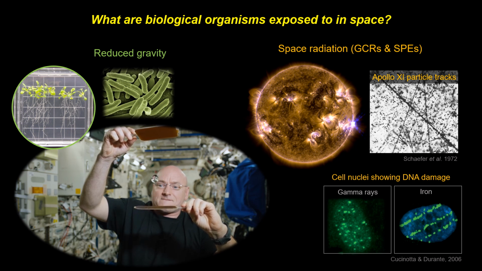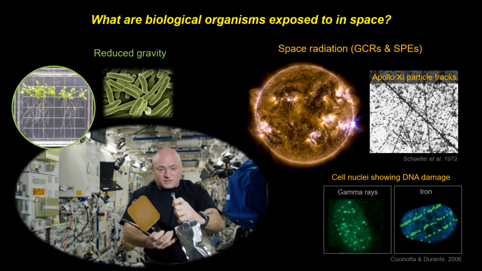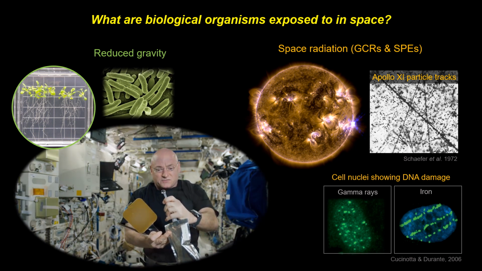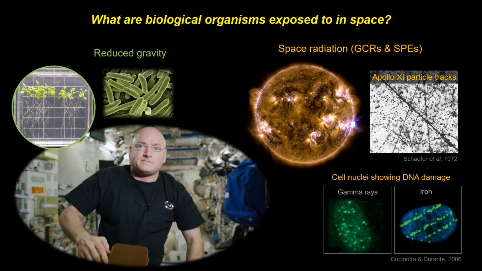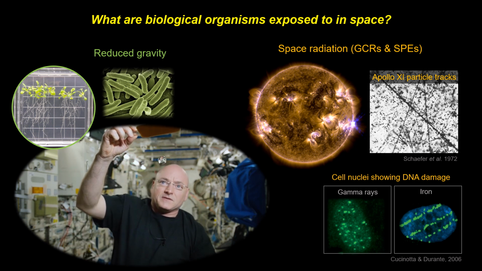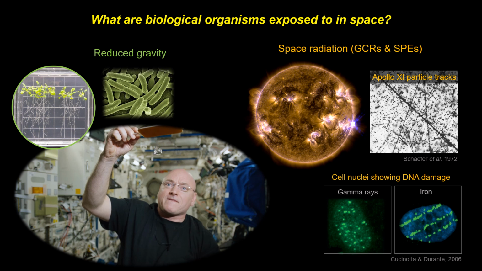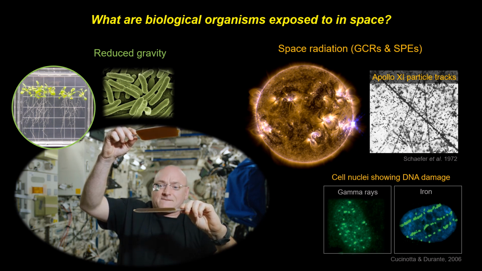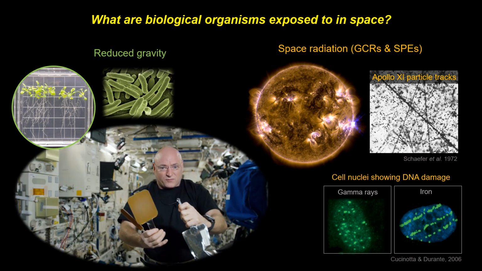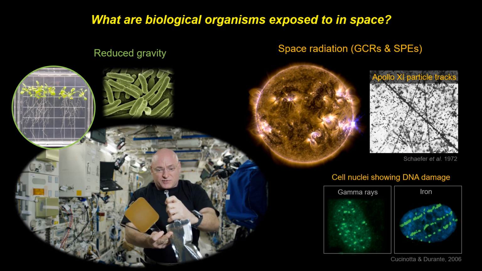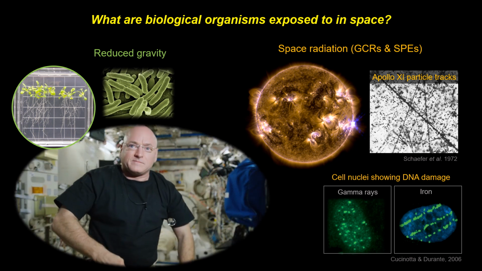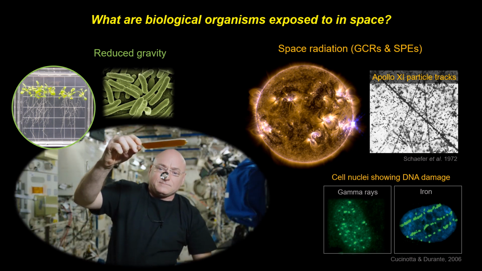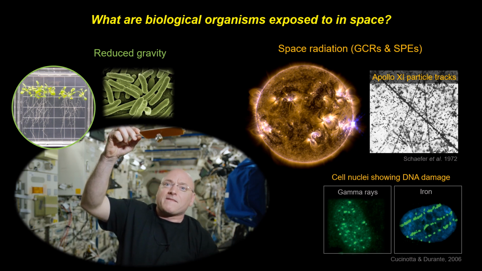As you can see from the images on the right, you see the Apollo 11 particle tracks from films that were located in different locations on the astronauts on Apollo 11. Every one of those lines is a particle that is crossing that piece of film. On the bottom right, you can see human cells that are being damaged by different types of radiation. This radiation can have low effects like gamma or X-rays, but also very heavy effects, especially those heavy particles like iron or magnesium or oxygen.